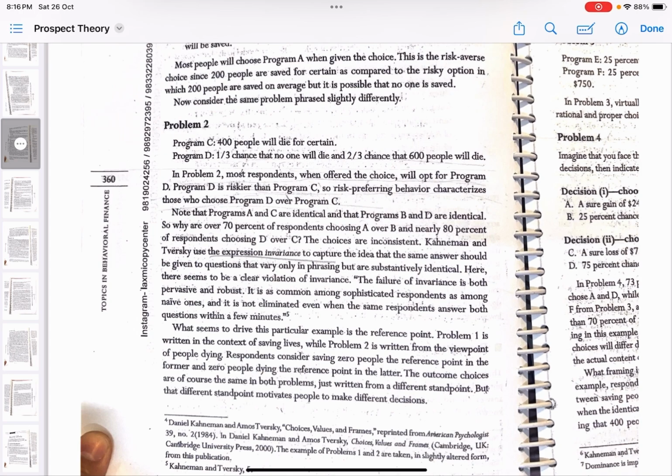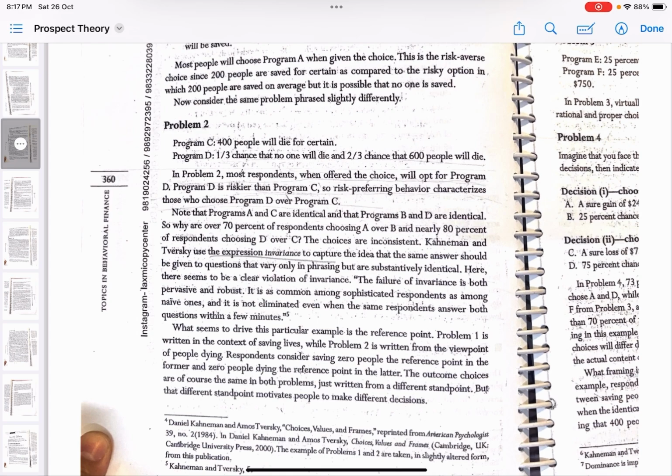What seems to drive this particular example is the reference point. Problem 1 is written in the context of saving lives, but problem 2 is written from the reference point of people dying. So, like I said, one was negative and one was positive, even though both of them were saying exactly the same thing. Respondents consider saving zero people the reference point in the former and zero people dying the reference point in the latter. The outcome choices are, of course, the same in both problems, just written from different standpoints. But that different standpoint motivates people to make different decisions.